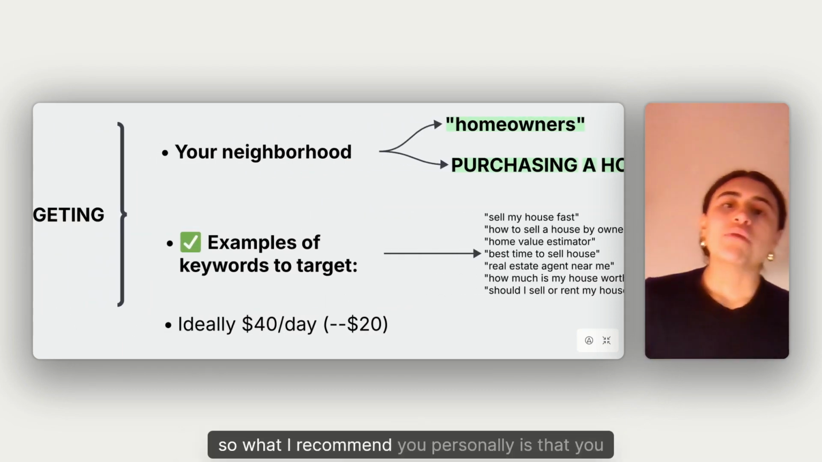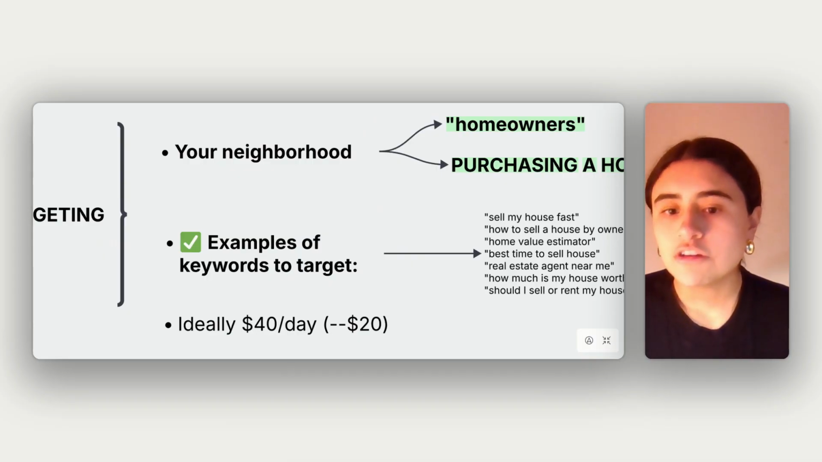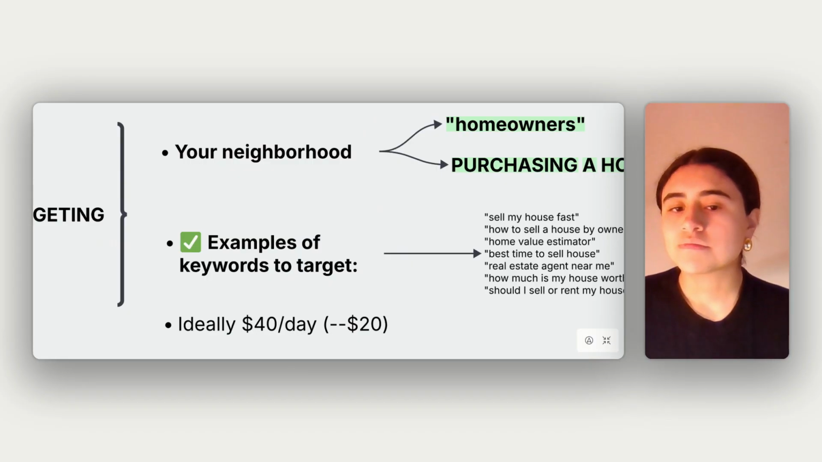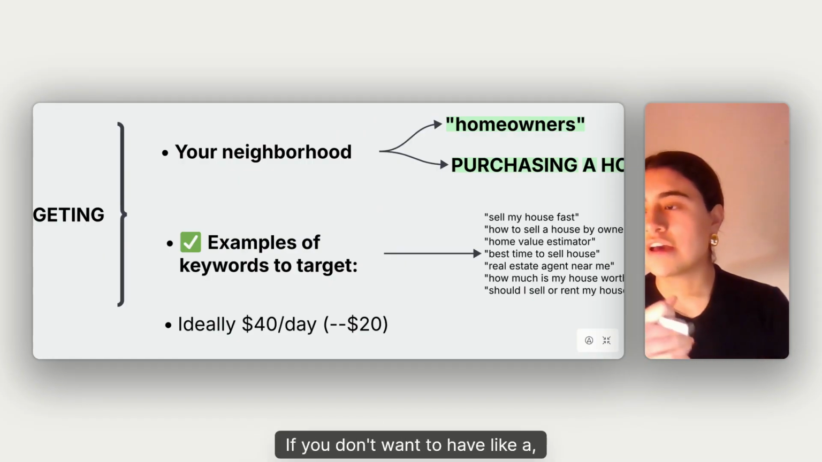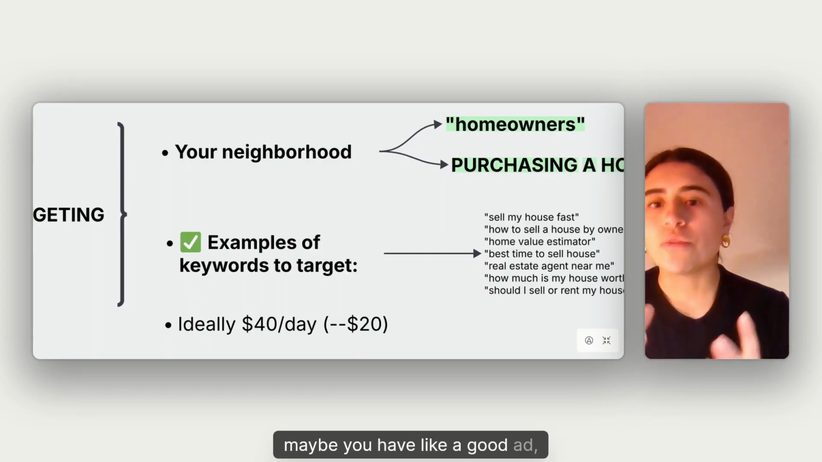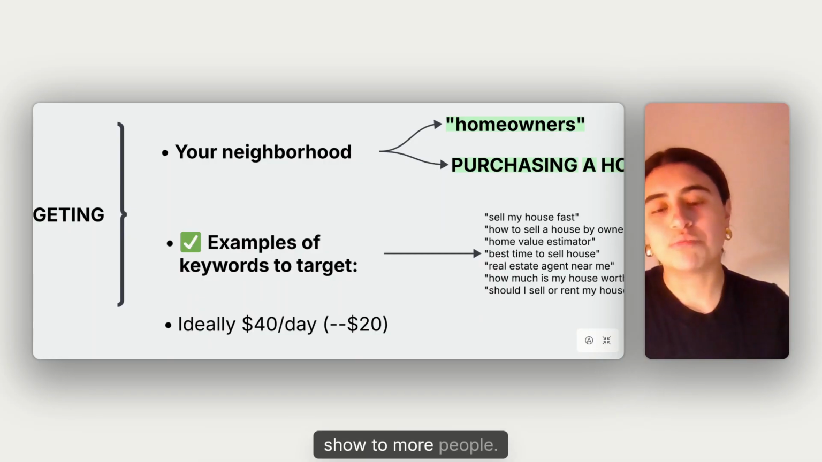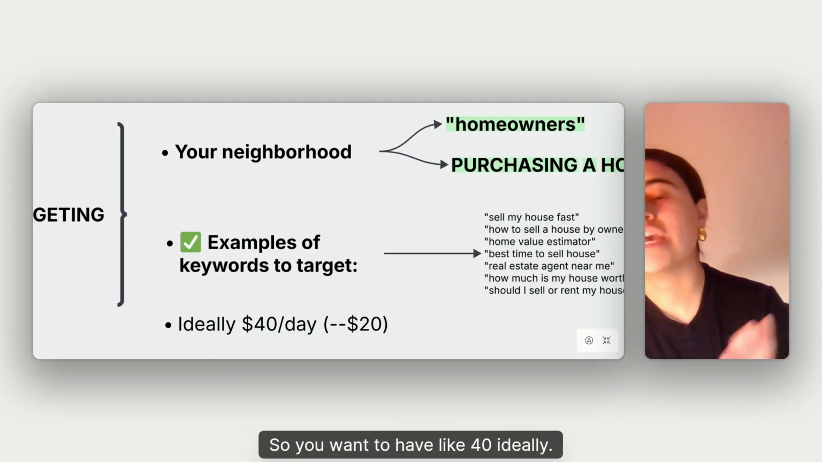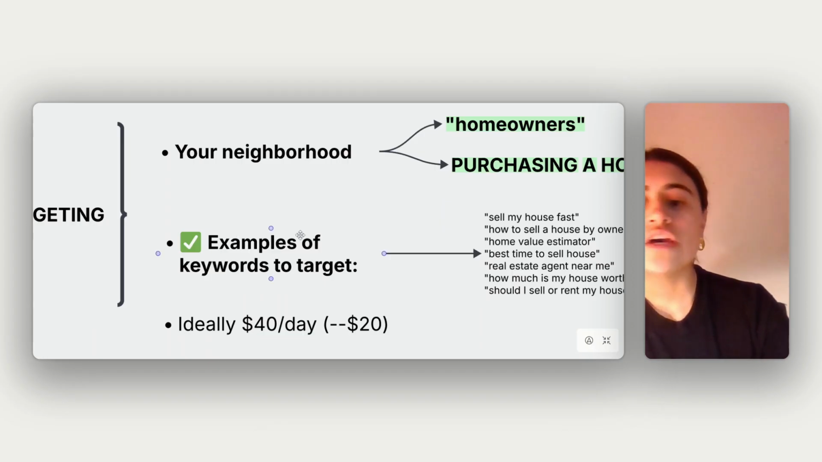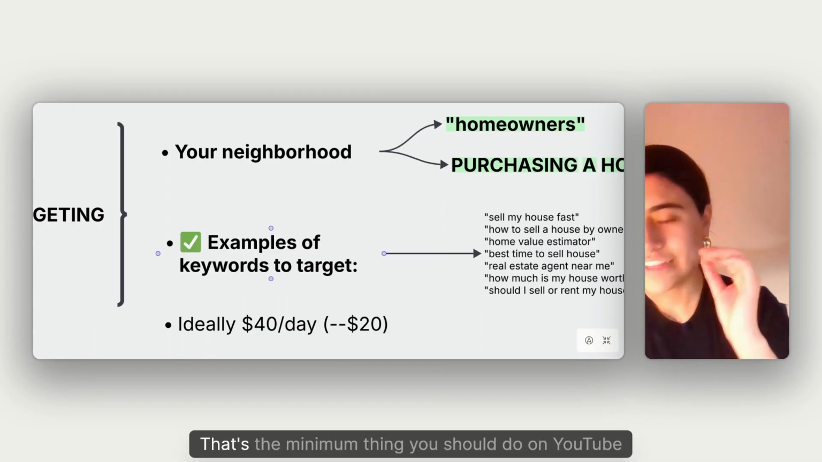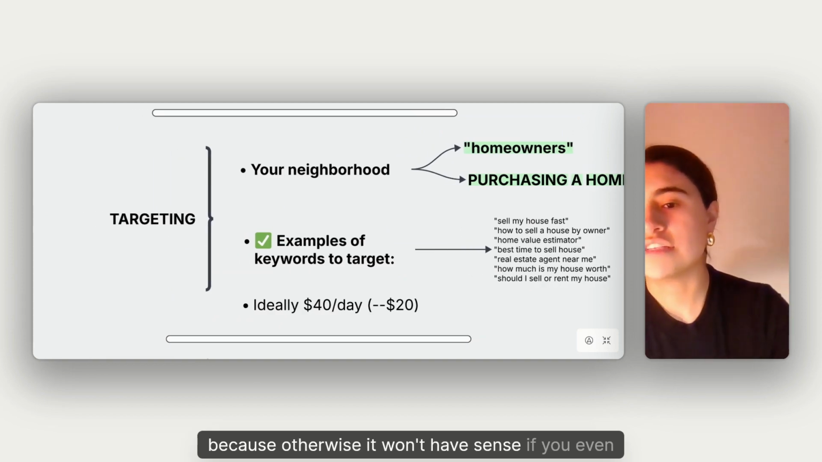So what I personally recommend is that you invest ideally $40 per day in order to get good results. Maybe you have a good ad but it's not with the required budget to show it to more people, so you want to have 40 ideally. But if that's too much, then you can start with $20 daily, but no less than that. That's the minimum you should do on YouTube, because otherwise it won't make sense to even make it.